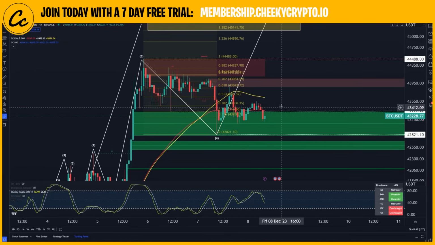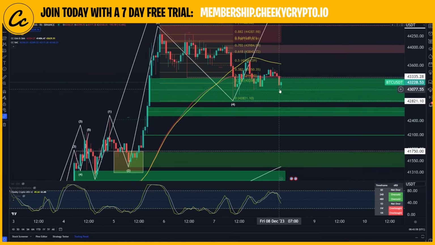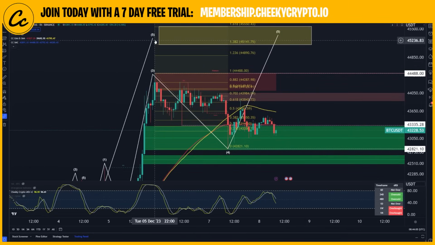Now, as you can see, we keep coming down a little bit more, and most recently we're finding resistance up here on that 50 EMA and 50 SMA. Okay, so we're starting to see a bit of a downturn on that price action when it comes to Bitcoin. And so if we take a look at our structure here, what we're talking about is having a fifth wave movement to the upside.